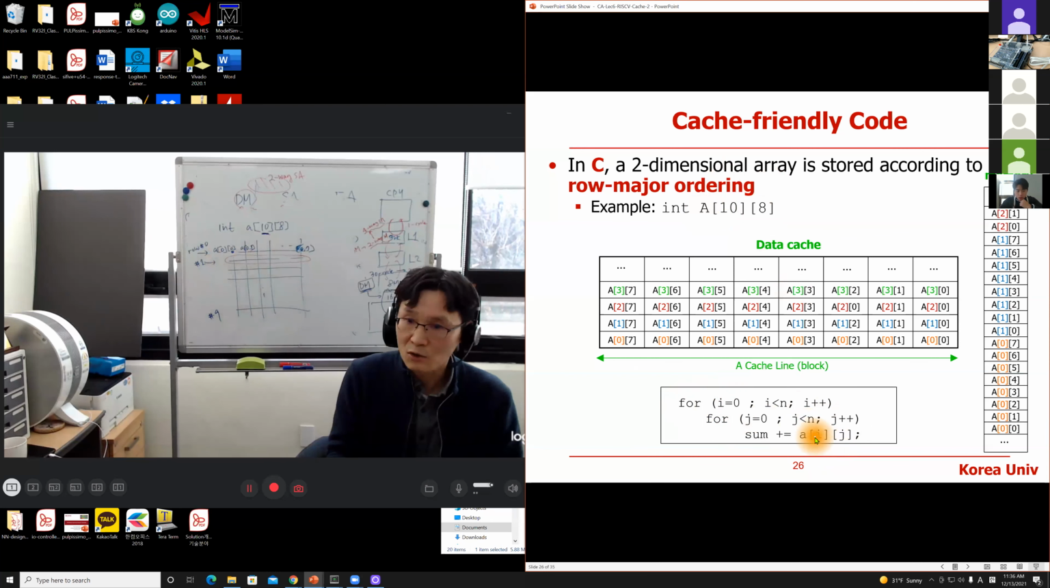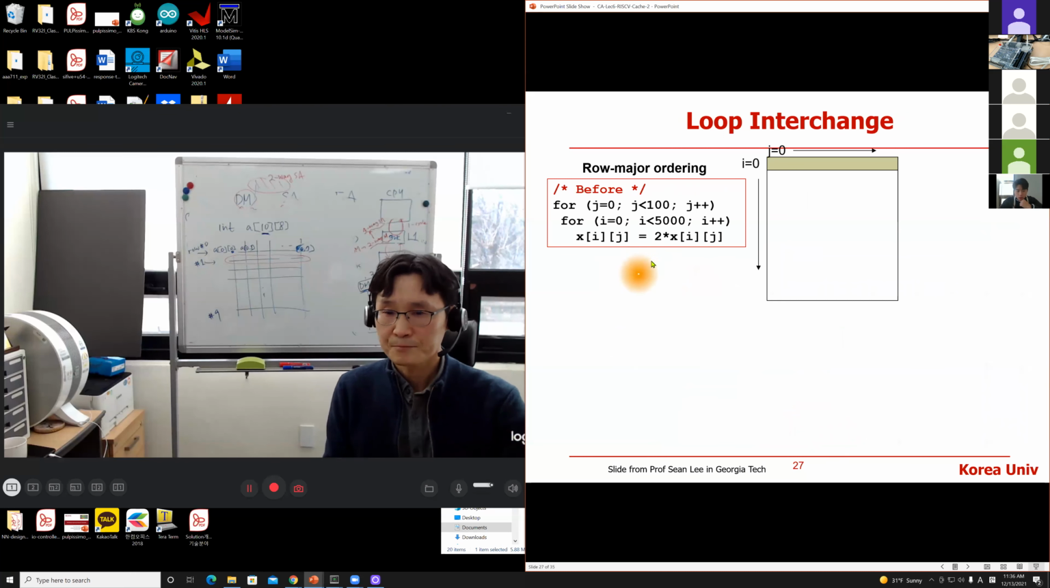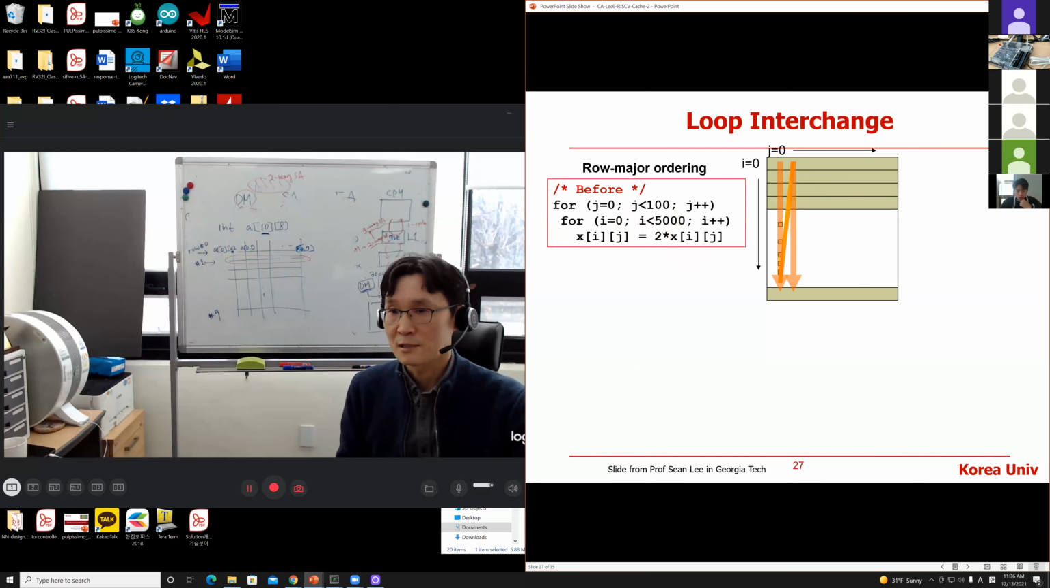Let me show you two different versions of the code. In this one, you are fixing J, the column, and then increasing the row, I from 0 to 5,000. Then the access pattern would be like this. Your program is accessing the data in the array like this.